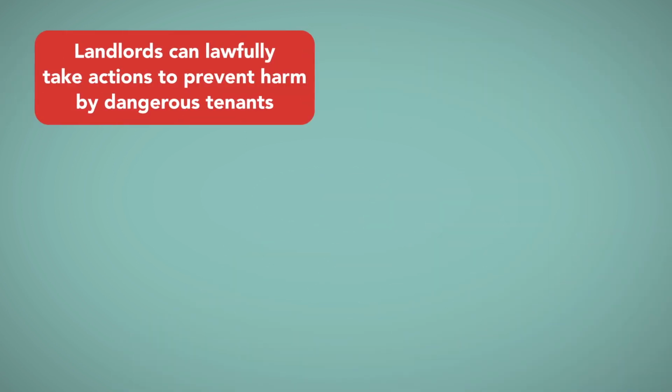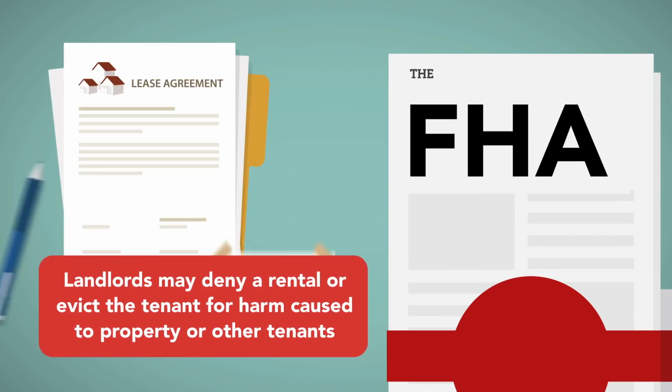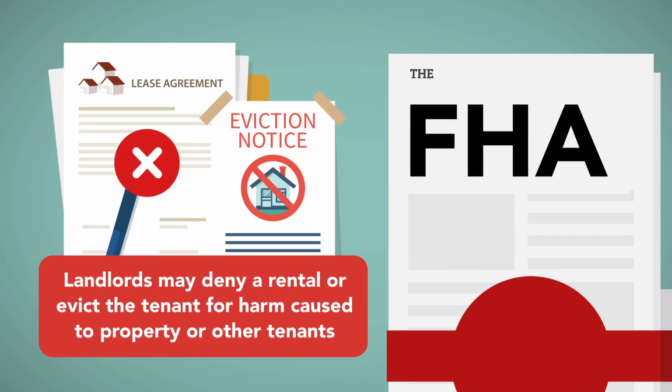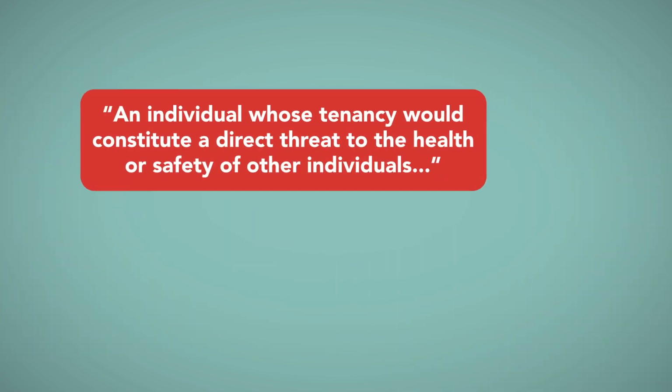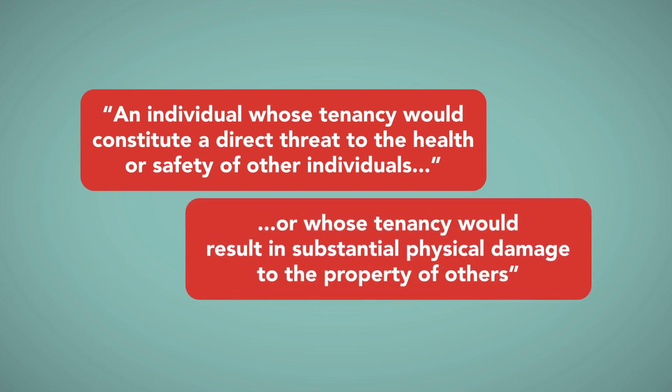Landlords can lawfully take actions to prevent harm by dangerous tenants. Even if a tenant is protected under the FHA, landlords may deny a rental or evict the tenant for harm caused to property or other tenants. There are no FHA protections for an individual whose tenancy would constitute a direct threat to the health or safety of other individuals, or whose tenancy would result in substantial physical damage to the property of others.